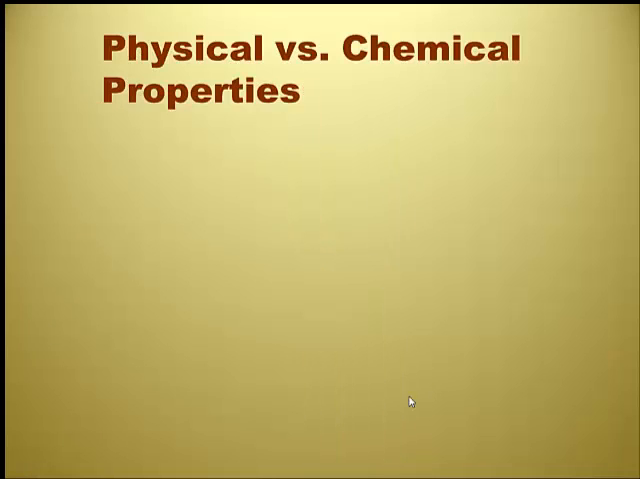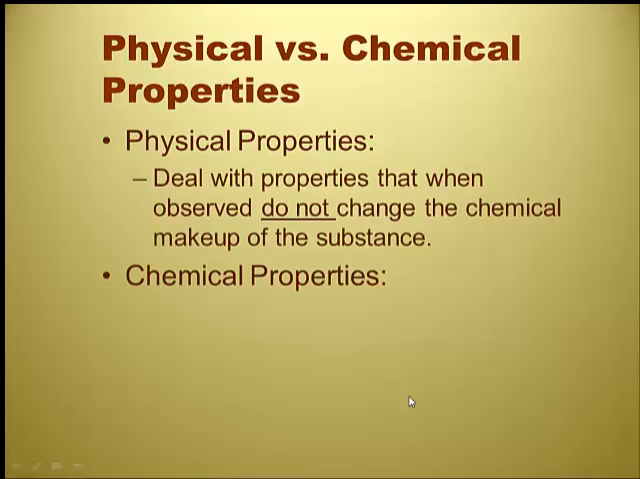Right. Physical versus chemical properties. Physical properties deals with properties that, when observed, do not change the chemical makeup of the substance. That's pretty straightforward. Yeah, ice, liquid water, steam, that's all H2O. Okay, so physical property might be that ice is cold. Ice is cold or ice melts. A physical property would be the substance melting. And when the substance melts, it just changes its state of matter. It doesn't change its identity.